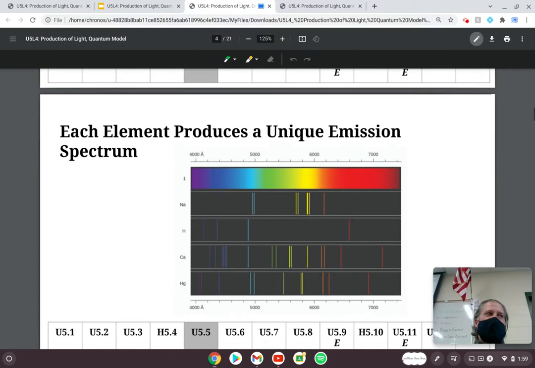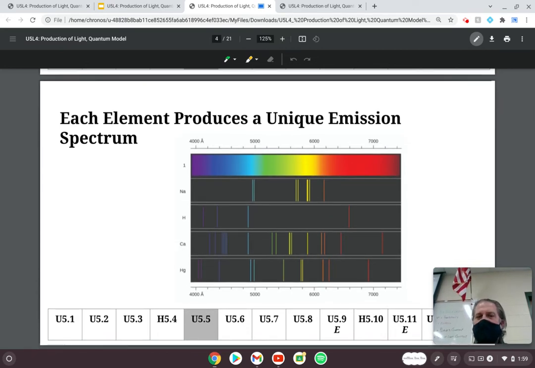Every element has its own unique light that it gives off. We call that the emission spectrum. Now, what this is up here, the top one, is the visible light spectrum.